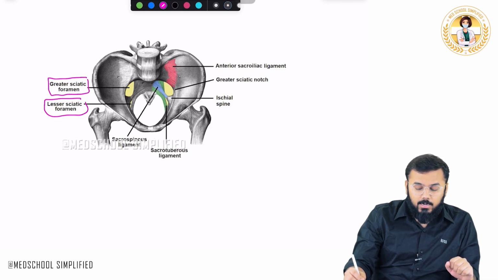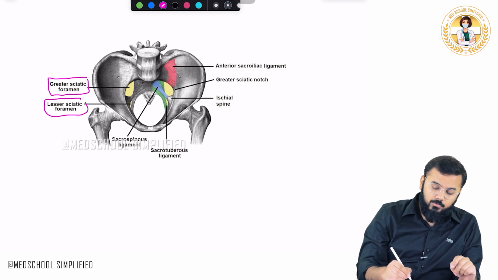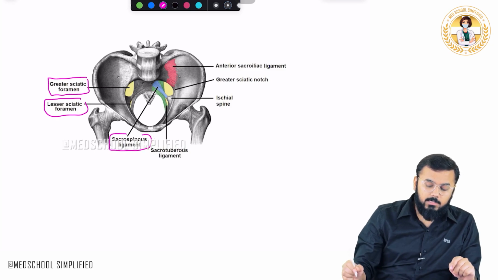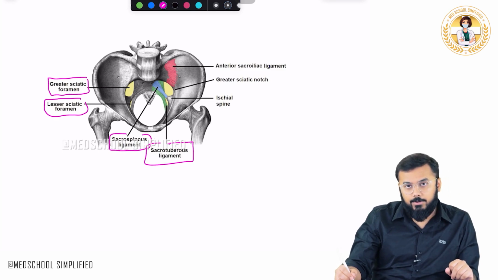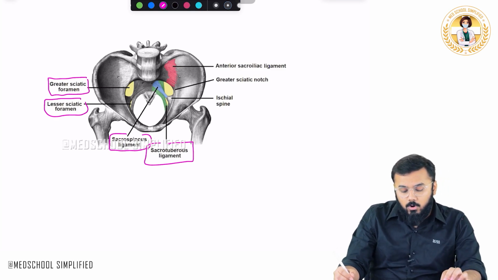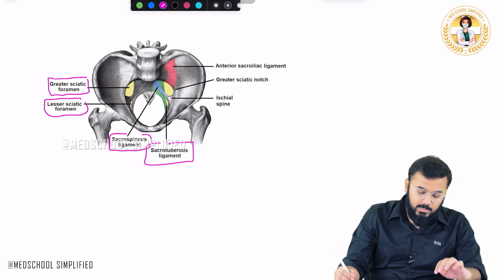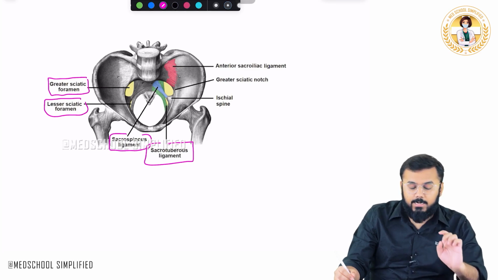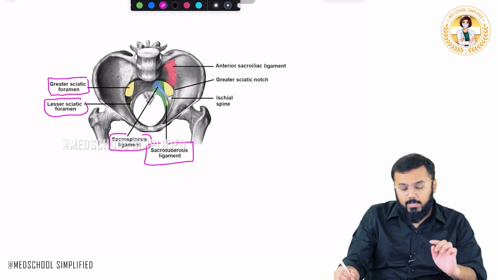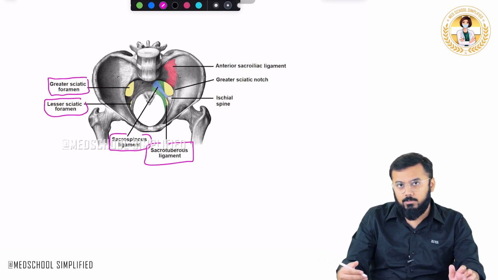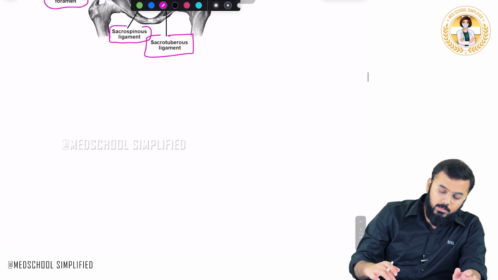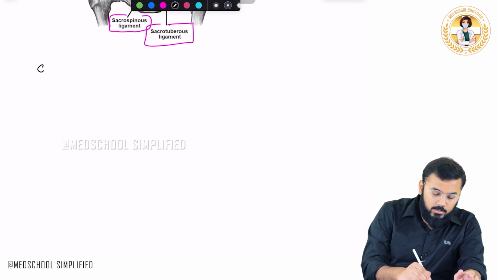Now both of them are covered by two important ligaments. One ligament is your sacrospinous ligament, and behind the sacrospinous ligament you have the sacrotuberous ligament, right? Now what we will discuss first is the greater sciatic foramen: its borders, and later on its contents.